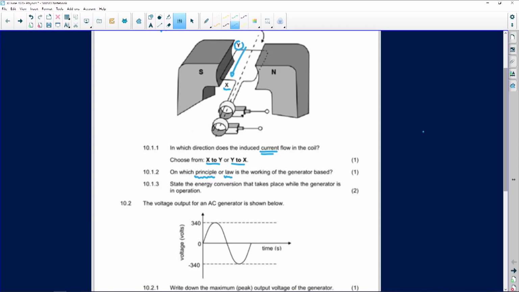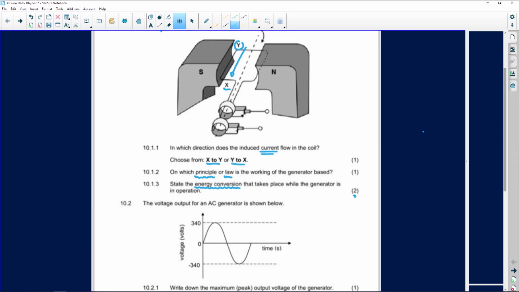So then we have the next one. It says, state the energy conversion that takes place while the generator is in operation. And this is for 2 marks. Now remember what I said. They can either ask you about a motor, or they can ask you about a generator. The one is from mechanical energy to electrical energy. The other one is from electrical energy to mechanical energy. That's the different conversions that they're looking for. So don't use words like from power to working hard. No. Conversions of energy. So that is 10.1.3.